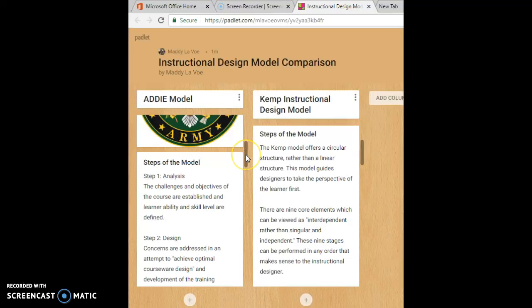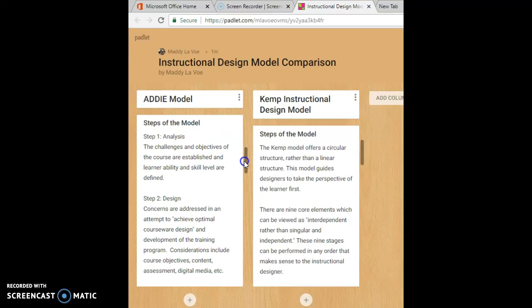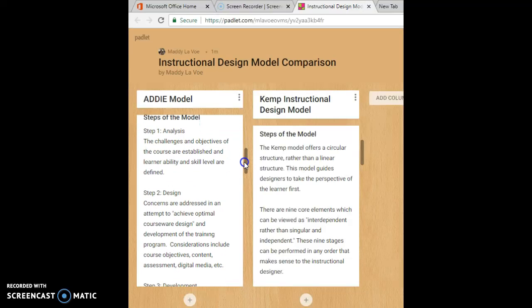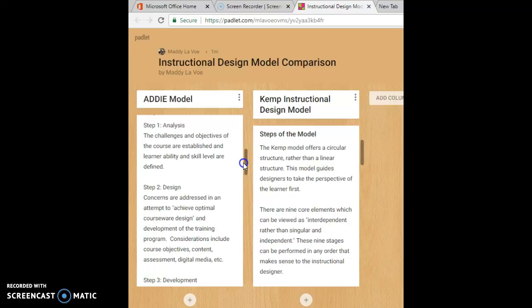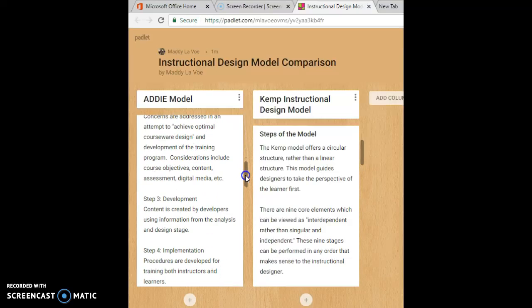From there, design takes place. This is where different concerns are addressed in order to achieve optimal courseware design and development of the training program. Designers might consider course objectives, the content, assessment, use of digital media, and other tools. From there, it moves to the development stage. This is where content is then created by the developers, and in order to develop the instruction, they are definitely going to make sure to use information that was found in both the analysis and design stage.